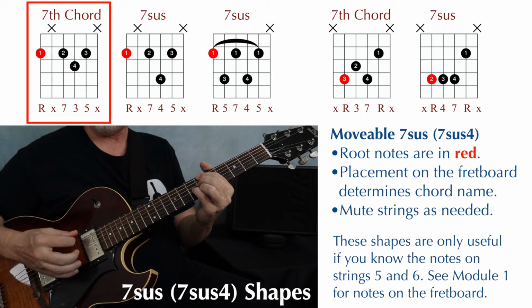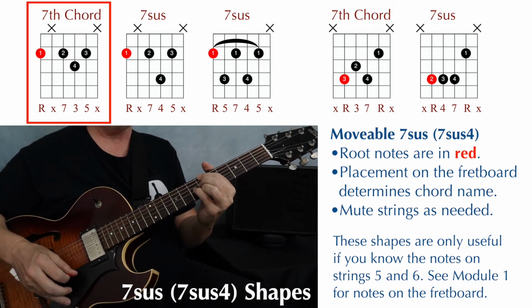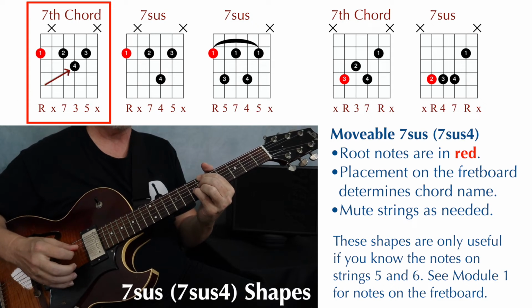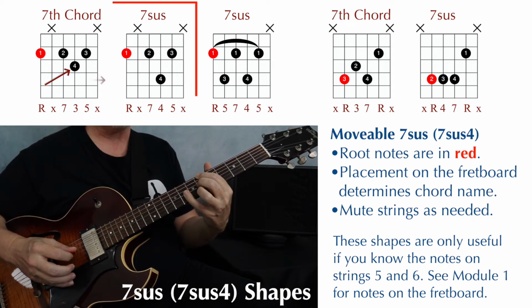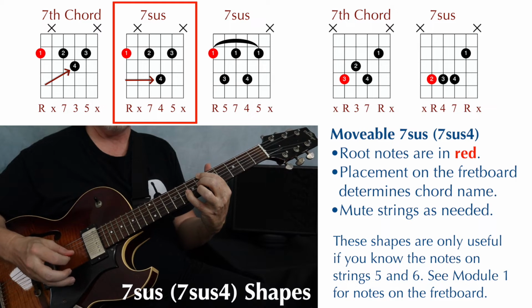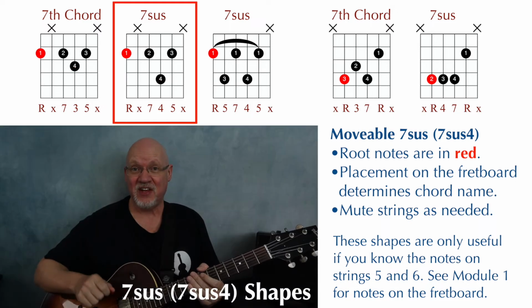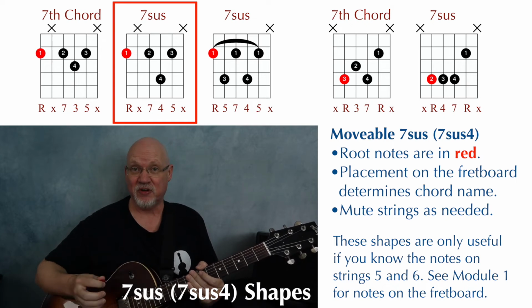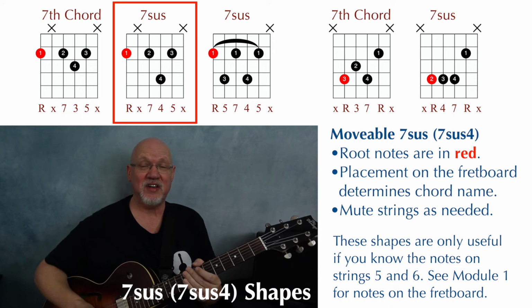To change this dominant 7 shape into a 7sus shape, we need to take the third of this chord, that 4th finger, stretch it out one more fret, so now it's playing the 4th of the chord. Now that is not the easiest chord shape to grab, so I'm going to show you another shape that has more notes in it, but ironically it's easier to play.